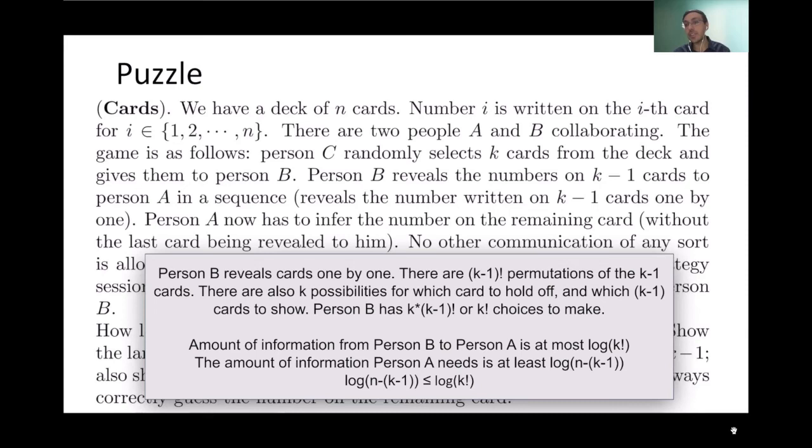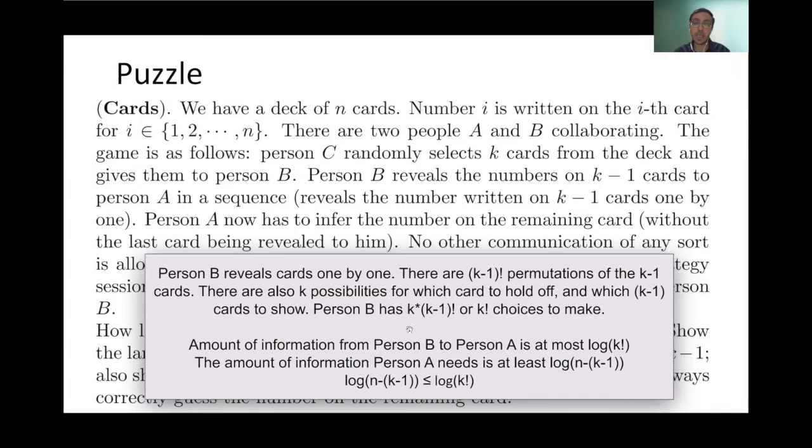But I just want to see the different actions person B has. So he has K minus one factorial permutations. There are also K possibilities for which card to hold up and which K minus one cards to show, right? So from the perspective of person B, the number of different possible actions he has is at most K times K minus one factorial, or K factorial choices. So person B has at most K factorial choices to make. Therefore, the amount of information that person B can communicate to person A is at most log of K factorial, right? This many bits at most person B can send to person A.